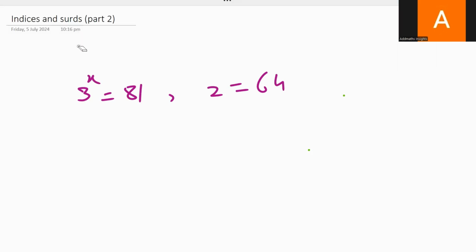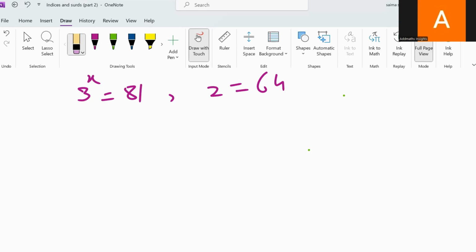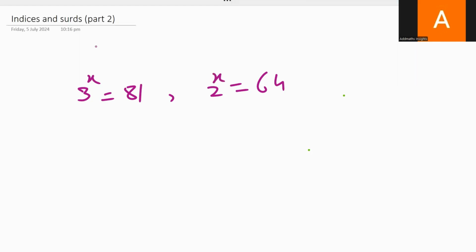So these are examples of exponential equations. Why are they called exponential equations? The equation has an unknown exponent or index. So that's why they are called exponential equations. These are simple examples of exponential equations.